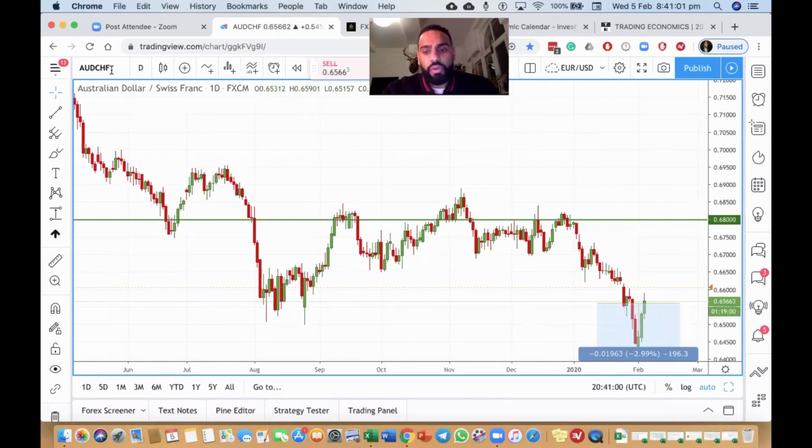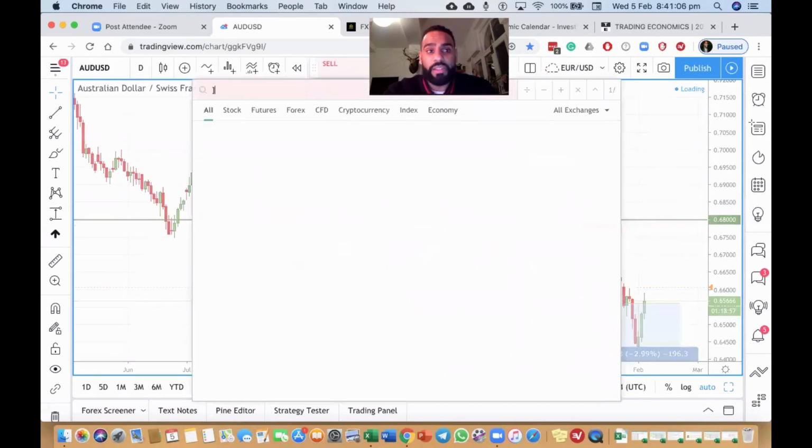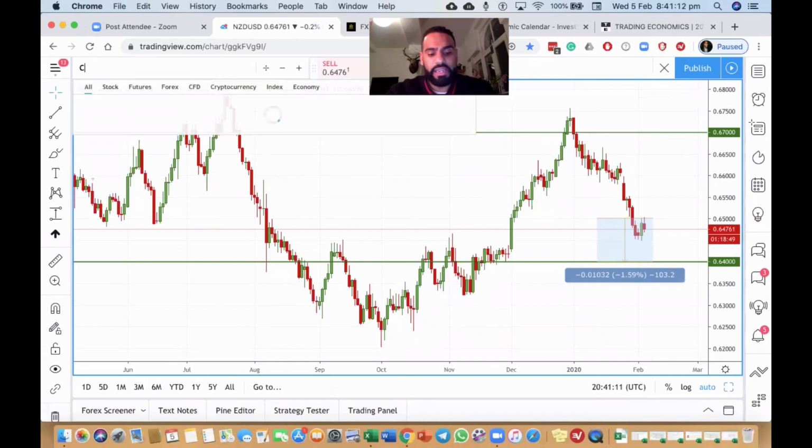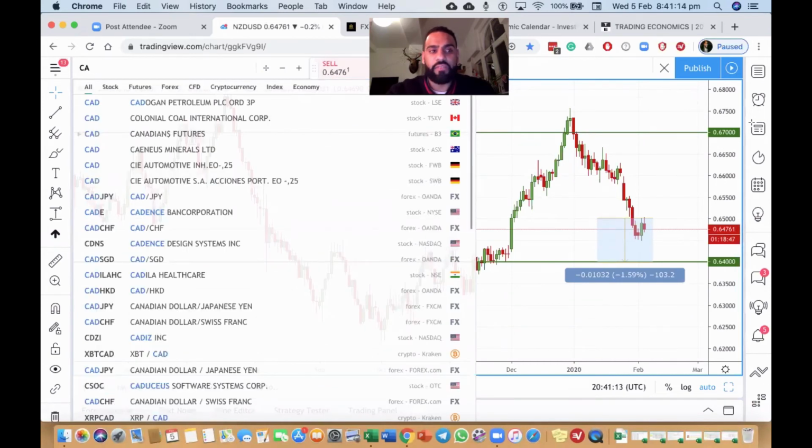So what are we going to do with, for an example, the Aussie dollar? Again, pay attention to what's happening with this coronavirus. Can they get this under control? Same for New Zealand. Can they get the coronavirus under control? Same for the Canadian dollar. And then we'll likely see a rebound in these currencies.